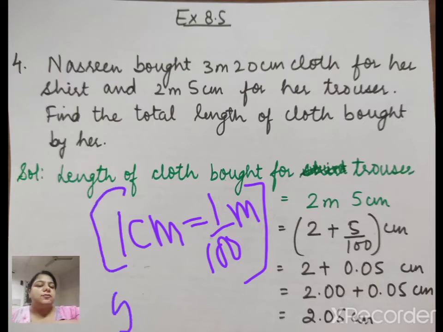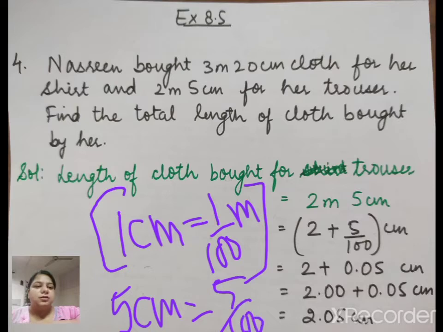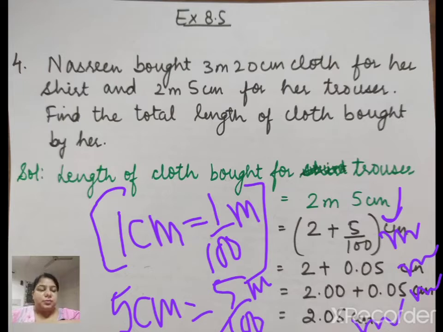So 1 centimeter equals 1 upon 100 meters. So simply 5 centimeters will be 5 upon 100 meters. So 5 centimeter we have written as 5 upon 100. This is meters, right? So we have converted it into meters. Sorry, I have written it wrong here. Please make sure this is 5 upon 100. When we have divided it by 100, it will become meters now, right?